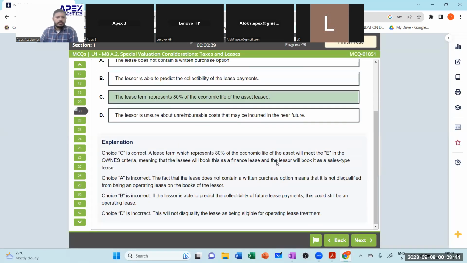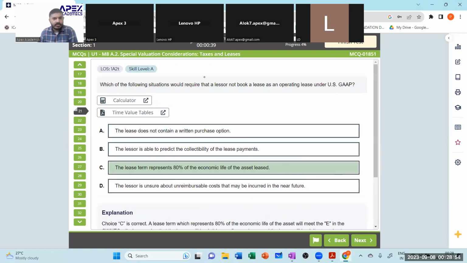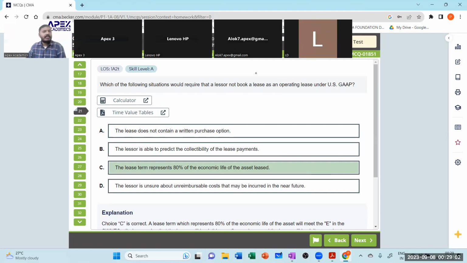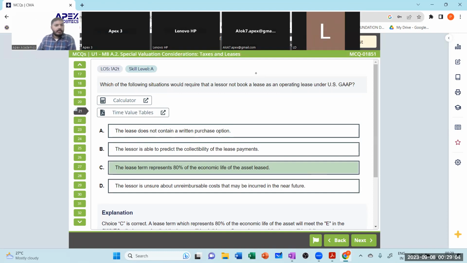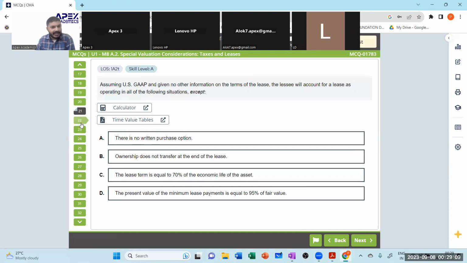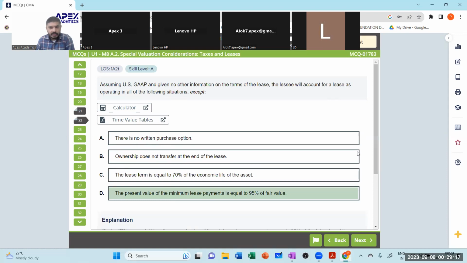Now, the first item. Sorry, 1 second. I'm having a net issue, it seems. Would require that the lessor not book a lease as an operating lease. Now, please understand. You need to understand the classification of operating and financial leases over here. Now, 1 second. Operating lease is equal to present. This should be the answer. Just hold on 1 second.